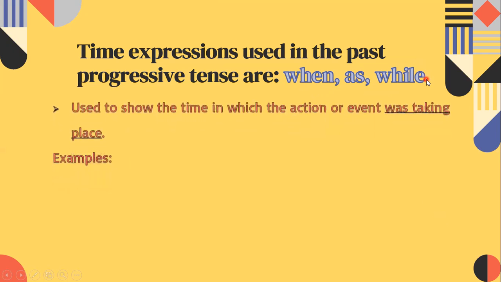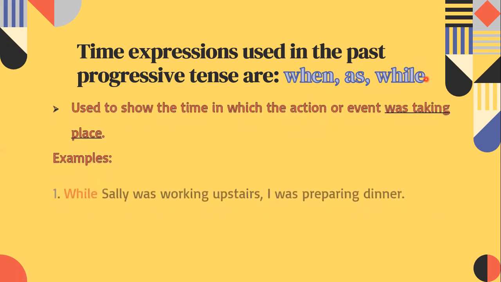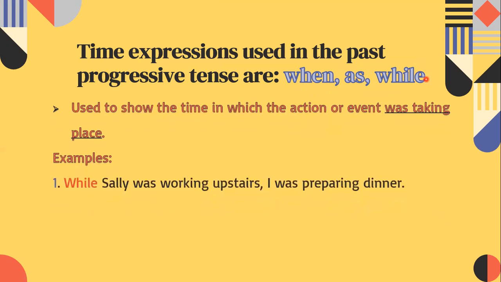For example, while Sally was working upstairs, I was preparing dinner. So when was I preparing dinner? While Sally was working upstairs. So I know the time in which I was preparing dinner. While Sally was working upstairs. So while is a time expression that shows me the time in which I was doing this action.